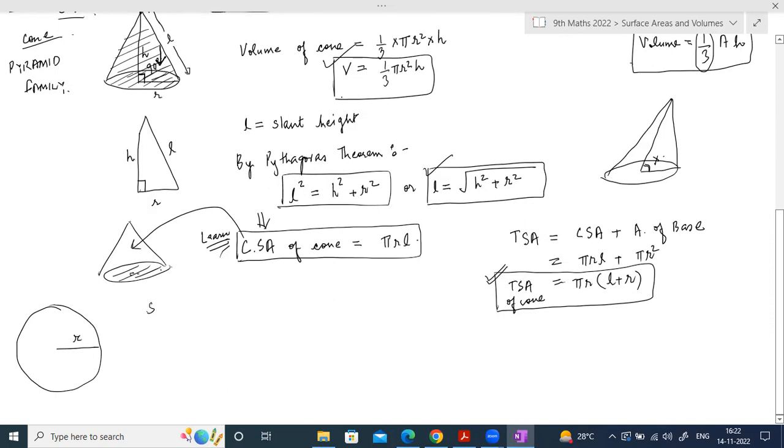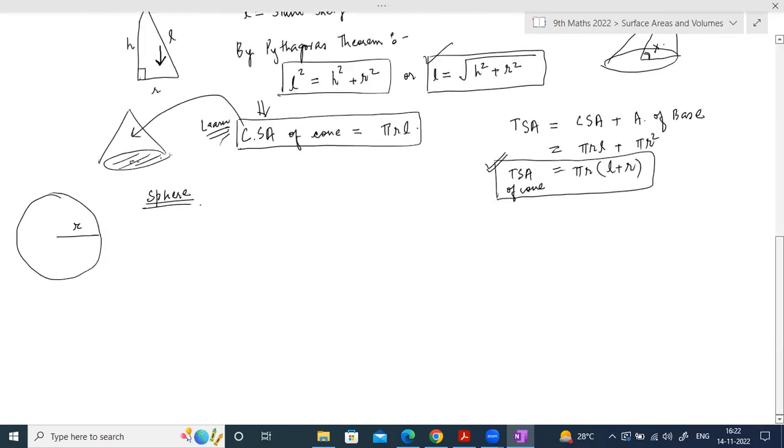Okay, so the next shape is sphere. Sphere is very easy to define. A sphere is just a round, circular, three-dimensional object. It's like a round ball, or a football, earth.